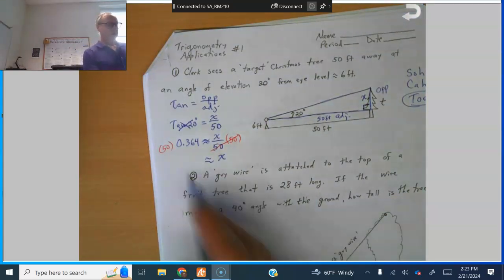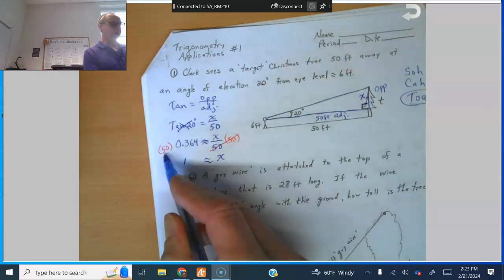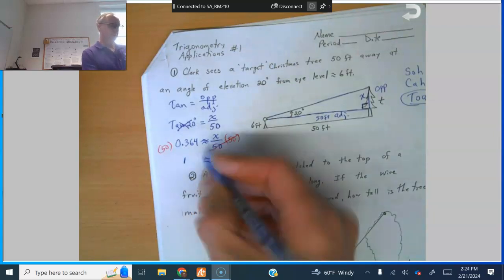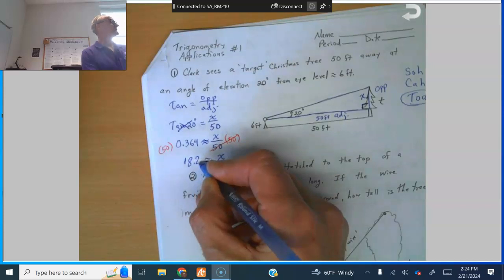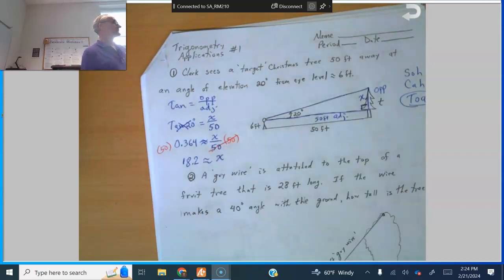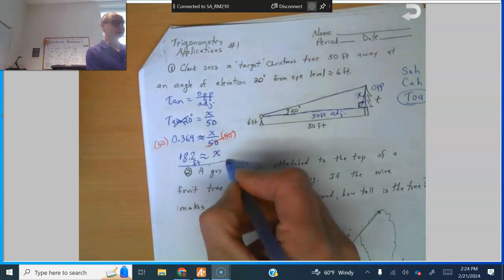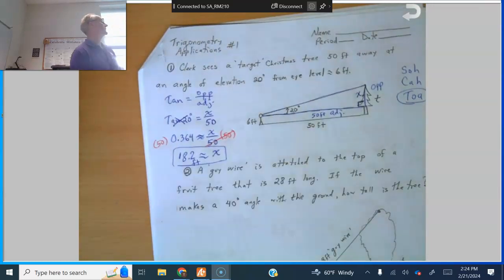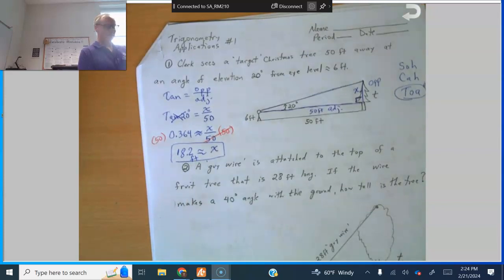And what did you get? 18.2 what? 50 times 0.364. 18.2 approximately what? Inches, trees, Santa Claus's feet. This is in feet. If you don't put units, guys, I will put units for you. Usually I'll choose dogs or cats or something funnier. But anyway, if you don't put units, I will choose some randomly.